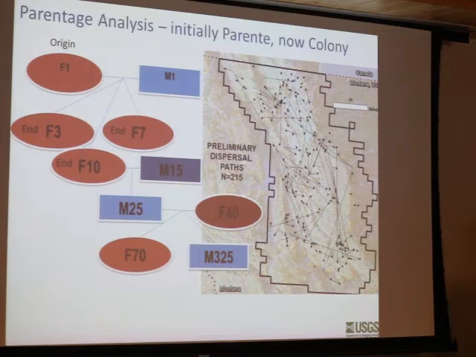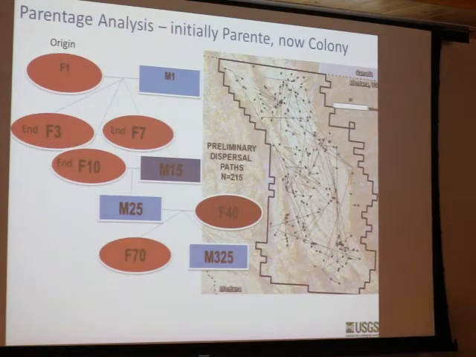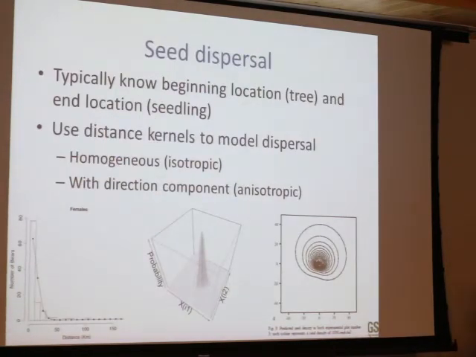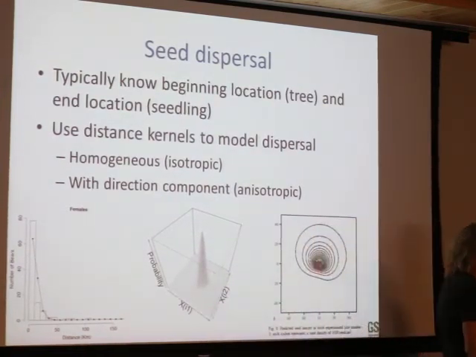And for bears, they spend their first couple years with their moms, so if we know where their mom is and we assume that she's still basically using the same area, and we use the kid as the new place, we have a dispersal movement. I spent some time developing this method based on seed dispersal. There they already know the beginning location of the tree and the end location of the seedling, and they use distance kernels to model dispersal. They started off with this really simple model of isotropic distance.